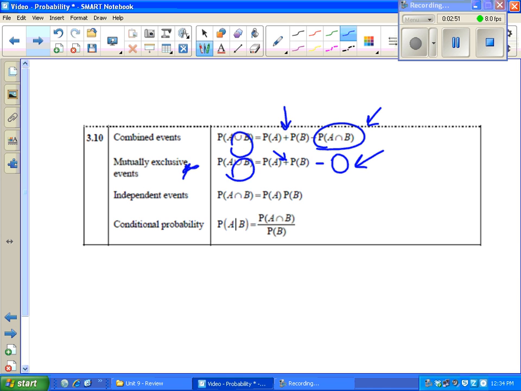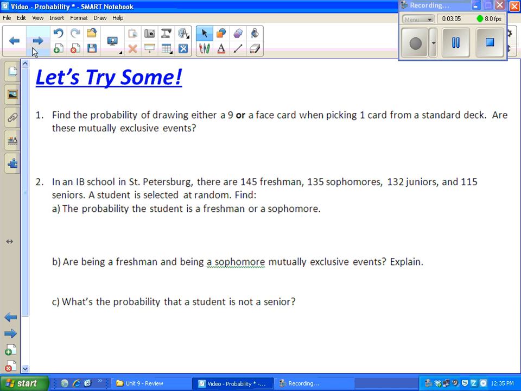In terms of independent events, we see those are a little bit different. We're going to end up doing some multiplication here, and then conditional probability we will get to in a little bit. So let's just try some examples together. I think that's the best way to really refresh your memory.